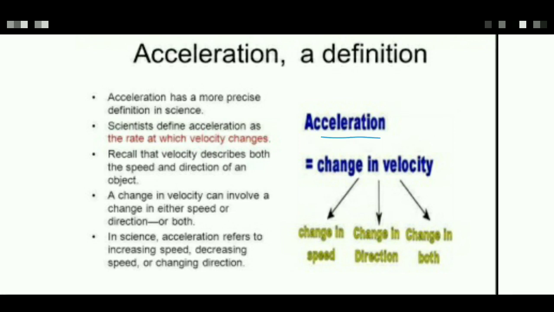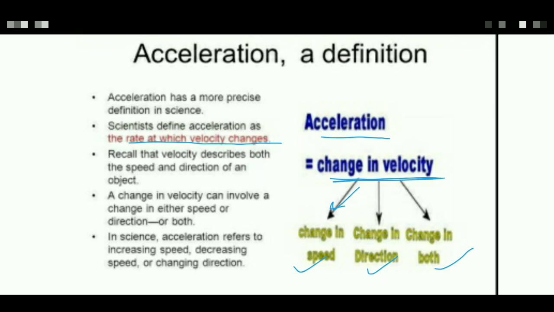Here you can see, acceleration is nothing but the change in velocity. And how will the velocity change? Velocity will change either in speed, or in direction, or both ways, meaning magnitude and direction are both changing. So wherever the change of velocity takes place, the rate of change of velocity is acceleration, the rate at which velocity is changing. Okay, and what is rate? Rate means with respect to time.